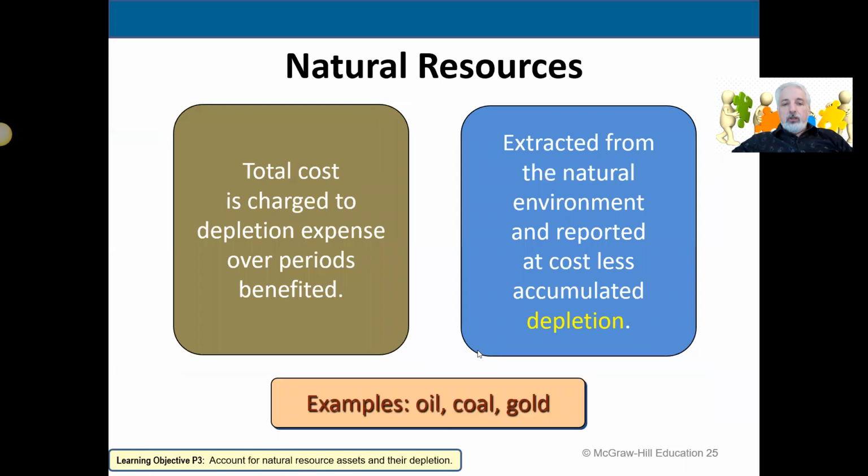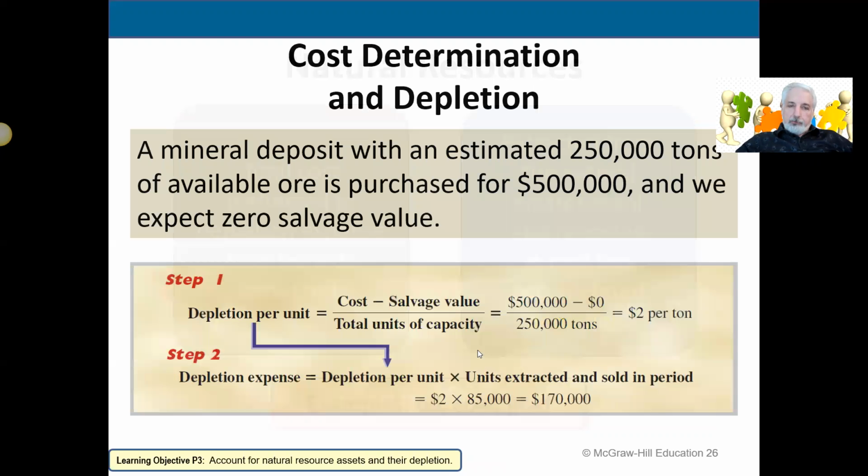Natural resources, something called depletion expense. And usually we're depleting things, natural resources, oil, coal, gold, whatever comes from the land. And if we can determine how much is there total and how much we took out, just like our units of measure when we did miles for our truck or hours for our machine, we do the same thing here for depletion expense, for mineral deposits, oil, fracking, natural gas.